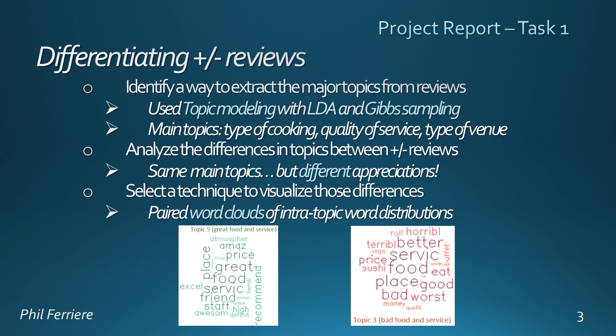In the example shown here, the green word cloud on the left is for positive reviews, while the red one on the right comes from negative reviews. The topic is the same, and as you would expect, the most common terms are identical: food and service. But you can easily see the differences in appreciation. On the left, there are words like amazing or excellent, friendly. On the right, what you see is a lot of negative words like horrible, terrible, and bad.